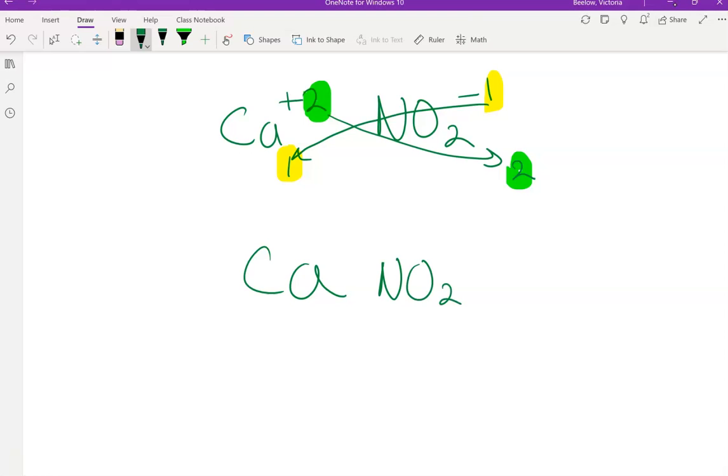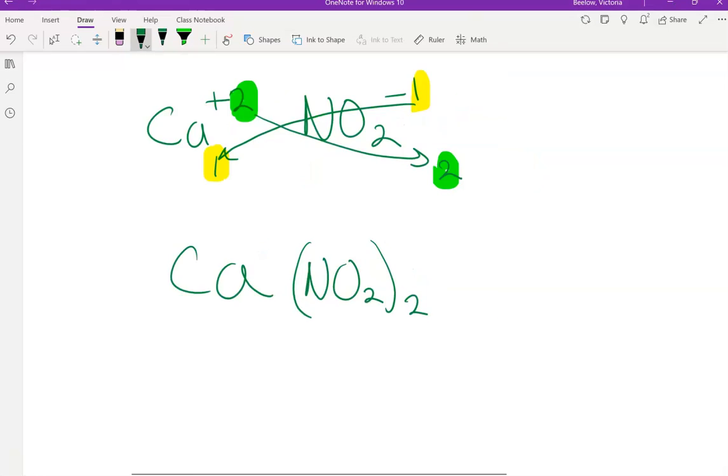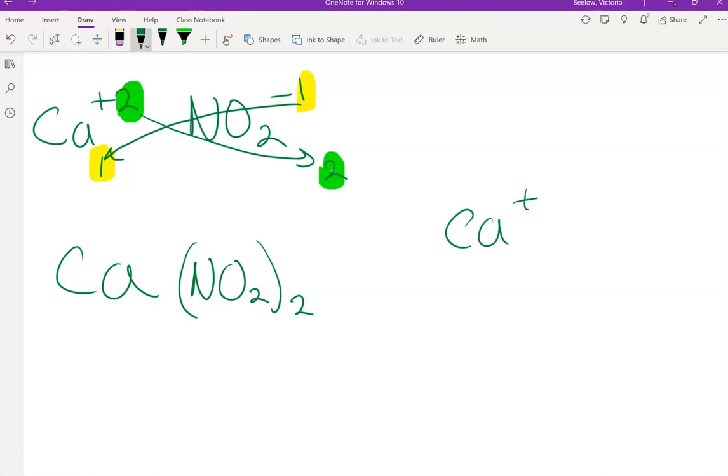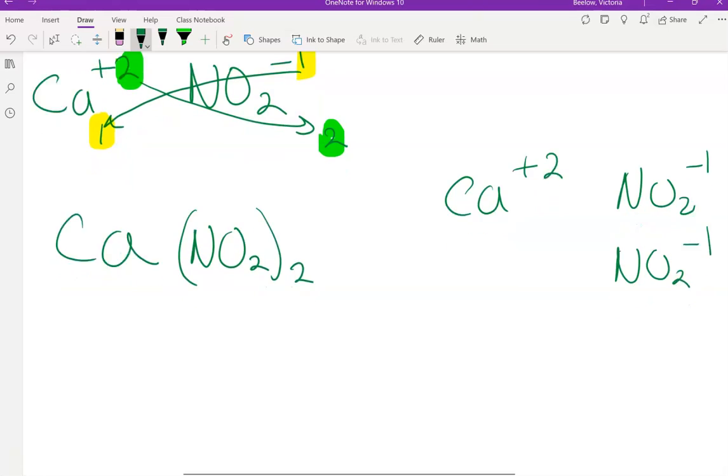Now, you have NO2, and you have to put this 2 on the outside here. So you have to put the NO2 in parentheses. You're treating this like it's an individual element, so you have to make sure that you put it in parentheses. You are not doing this. You're not adding them together. This is simply saying you have 2 NO2s. So calcium has a charge of, like I said, +2. So you would have to have 2 NO2s in order to cancel out the positive charge of the calcium.